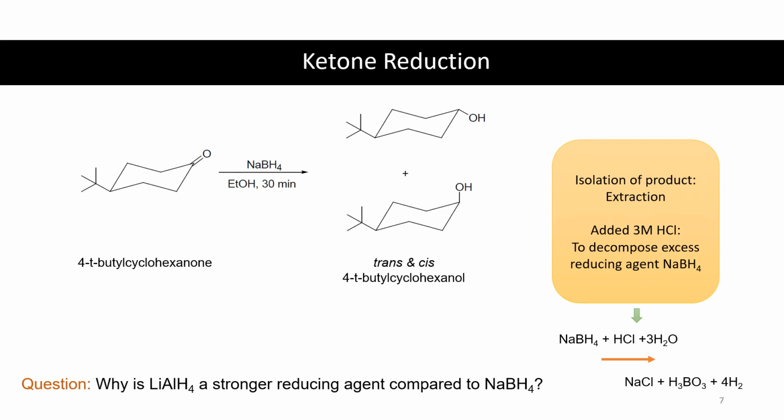Then we did ketone reduction, where we reduced a ketone into its respective alcohol. We used sodium borohydride in ethanol, and we used that because it's much safer, and we only needed to reduce a ketone. So NaBH4 is sufficiently strong to reduce a ketone to the respective alcohol. However, you should remember why lithium aluminum hydride, which was the other reducing agent that we discussed, is a stronger reducing agent compared to sodium borohydride.